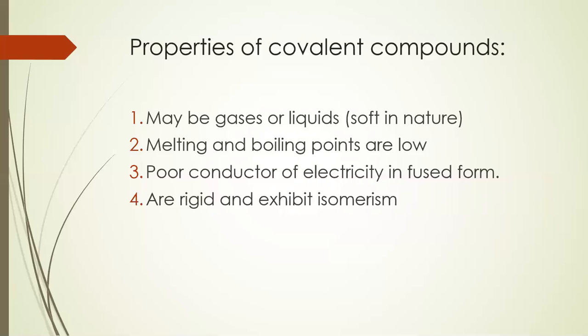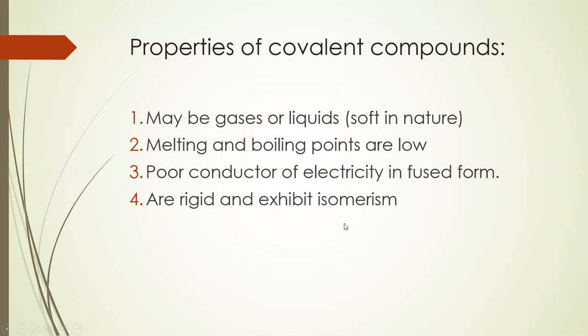Why are they called poor conductors of electricity? Because they cannot be broken down into ions in the fused or melted state, because both atoms attract the electrons equally, or they have the same electron affinity. Okay, last, they are rigid and they exhibit isomerism.